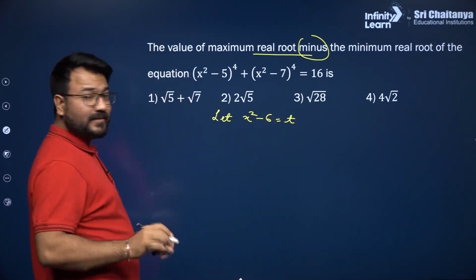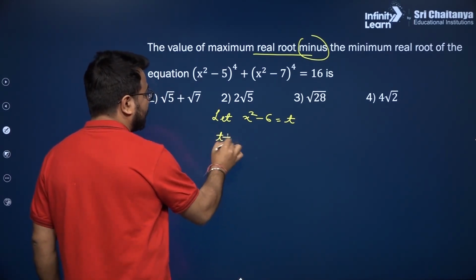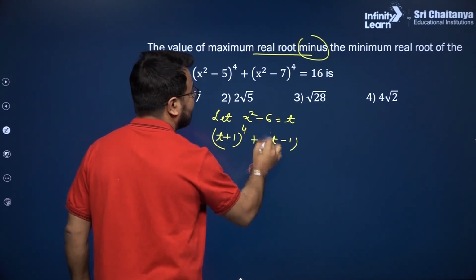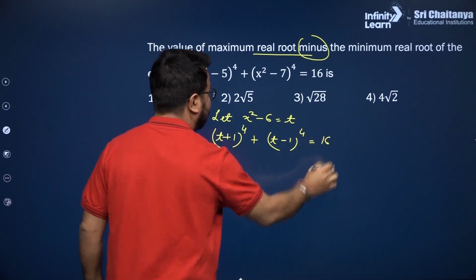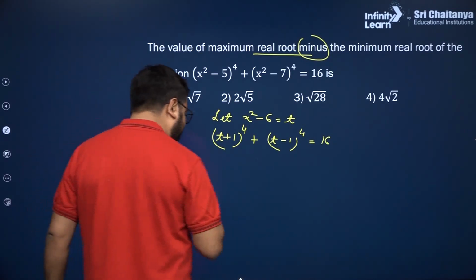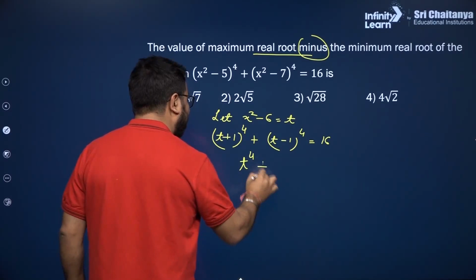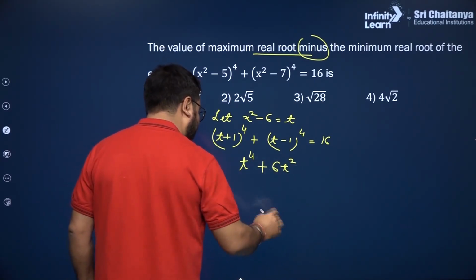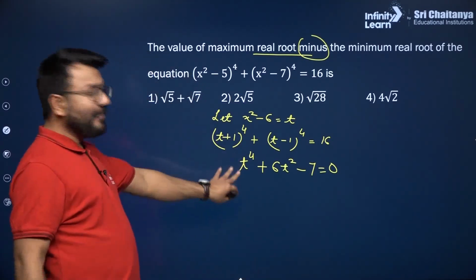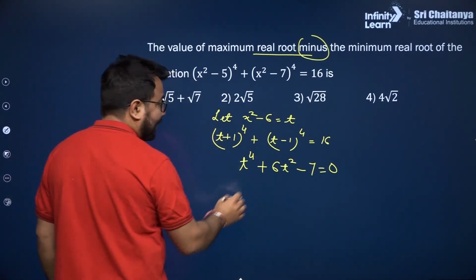If x square minus 6 is equal to t, then this expression can be reduced to (t plus 1) raised to the power 4 plus (t minus 1) raised to the power 4 is equal to 16. So we can simplify this expression into a biquadratic, which is t raised to the power 4 plus 6t square minus 7 is equal to 0. If I want to factorize it into 2 factors, how will I be able to factorize it?